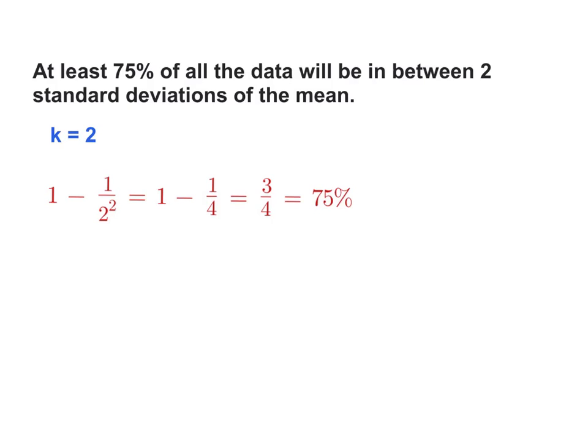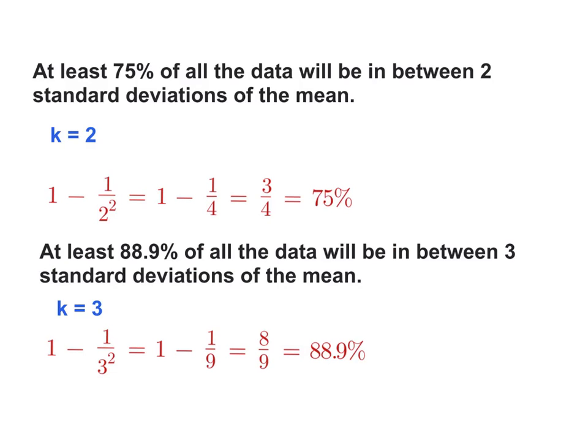So for 3, wait, why would you subtract it from 1? Because that's how the theorem works: 1 minus 1 over k squared. So in this first example, k was 2 standard deviations, and 2 squared is 4. Now, if I go 3 standard deviations away from the mean, we're doing 1 minus 1/9, which is 8/9, which is 88.9%.